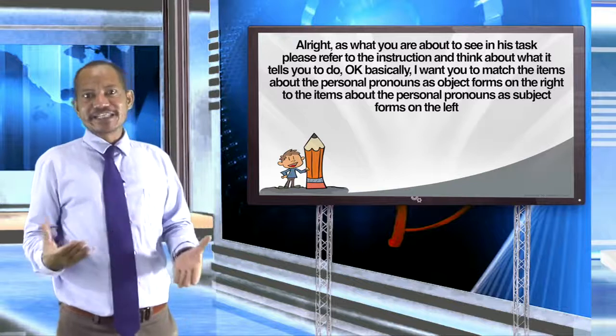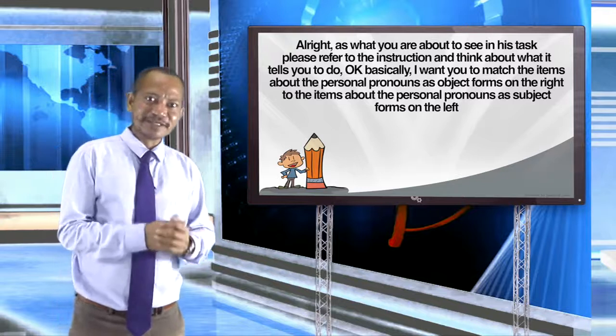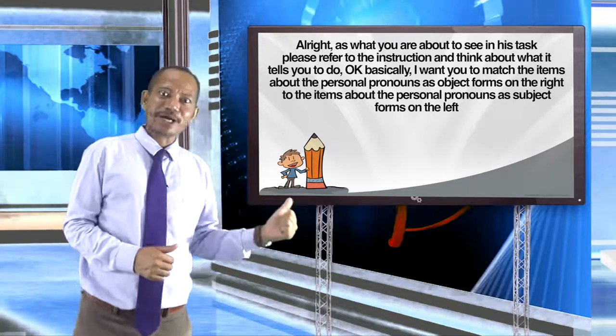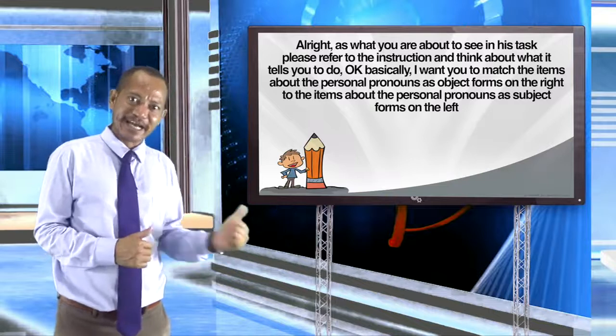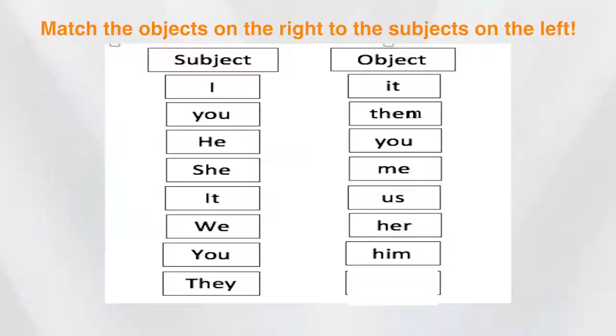Alright, as we are about to see in this task, please refer to the instruction and think about what it tells you to do. Okay? Basically, I want you to match the items about the personal pronouns as object forms on the right to the items about the personal pronouns as subject forms on the left. Alright, let's do them one by one together and take a few seconds to look at the items on both sides, the subject and the object.